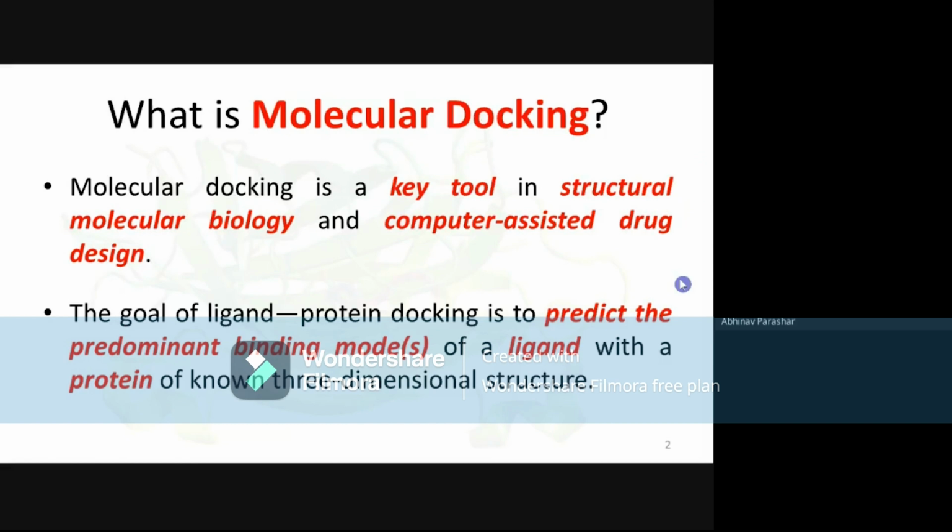So what is molecular docking? The first thing you need to understand, and why you are learning this, should make some sense to you. What is molecular docking? It is a key tool in structural biology and computer assisted drug design. So you can see it's a key tool, something that can be used in structural molecular biology.